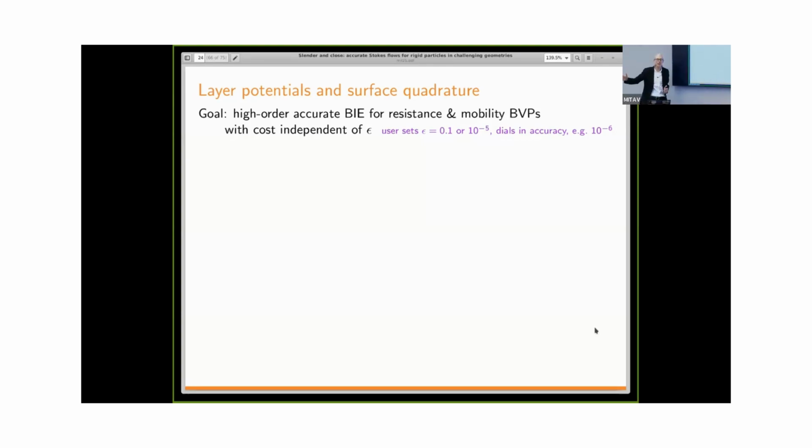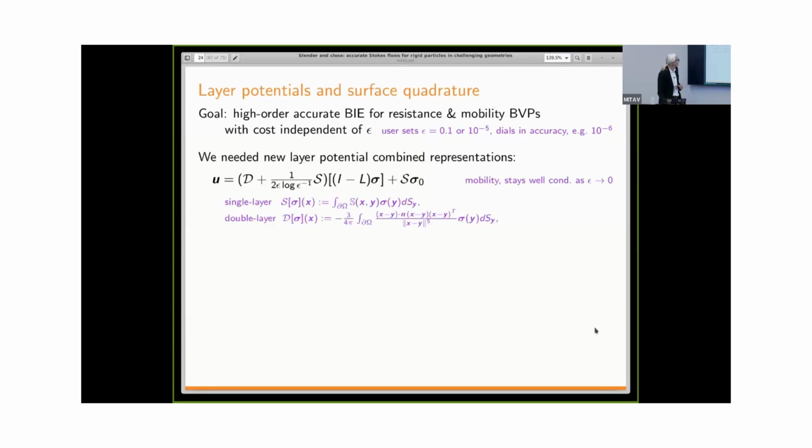And that's something you can't do with slender body theory because the accuracy is always tied to epsilon. If epsilon is 0.1, you get the accuracy you get, and you're never going to do any better. So that's the concept of a convergent scheme. This is just going to be a sketch, as I said, for this stuff.